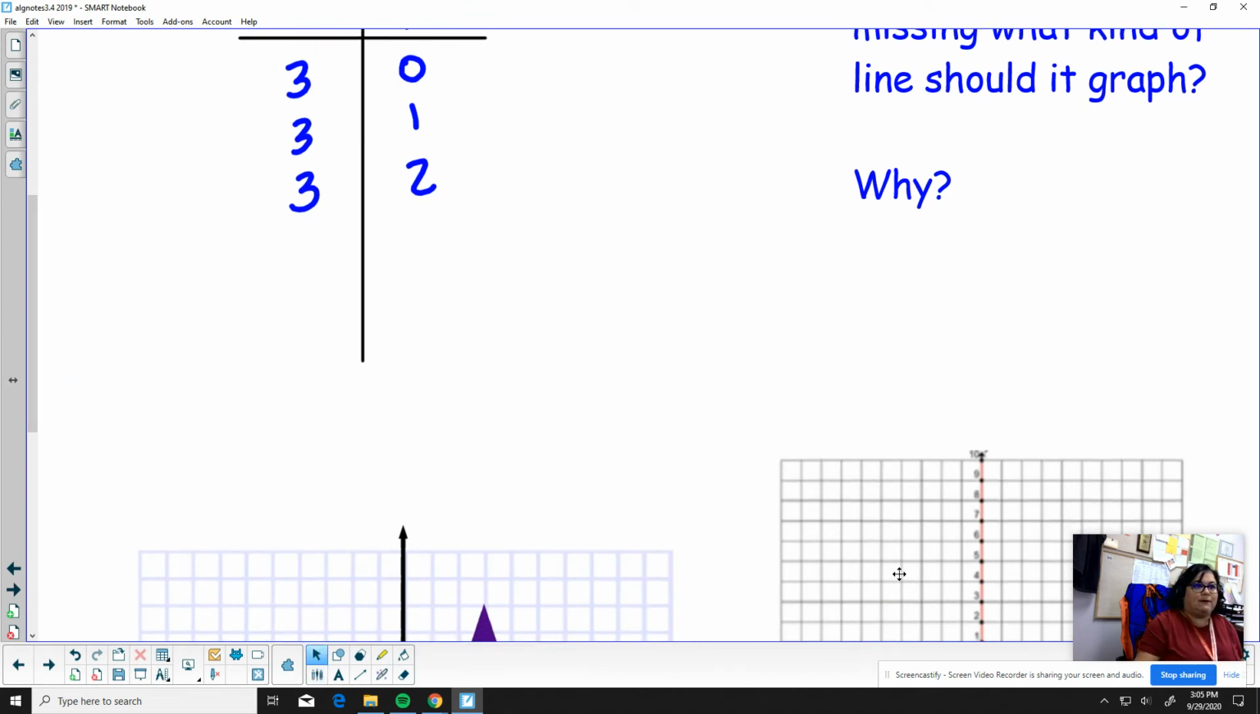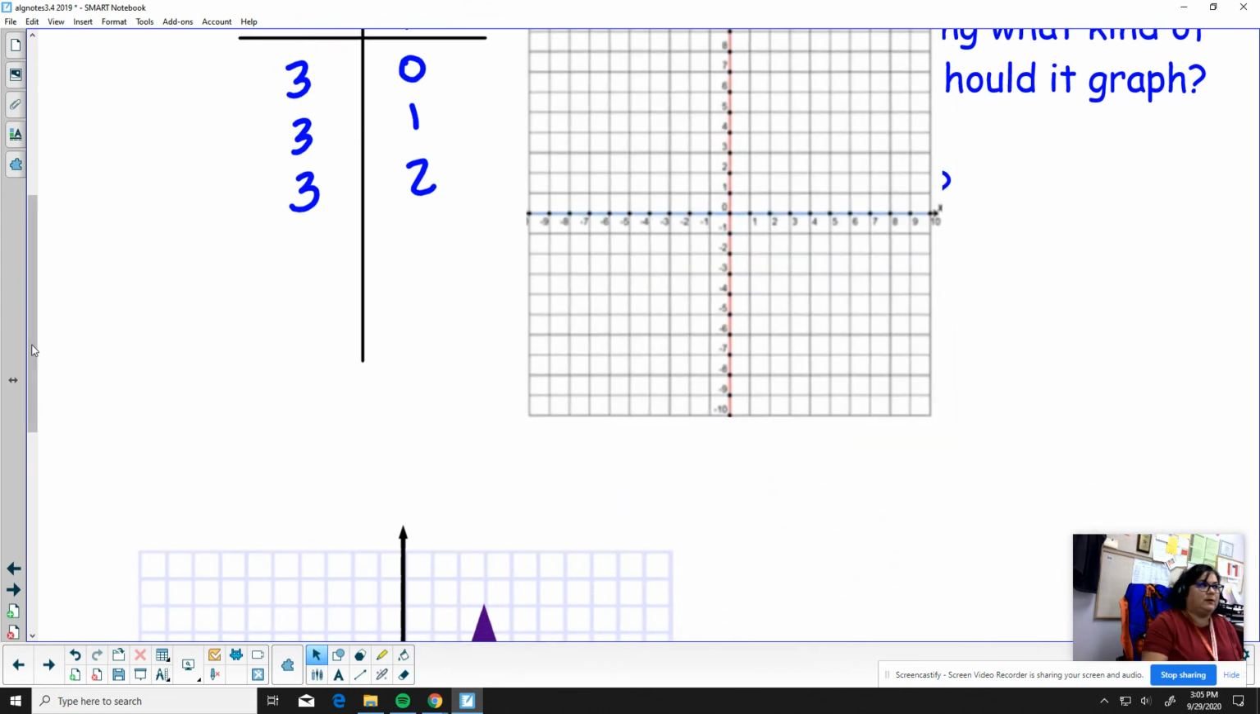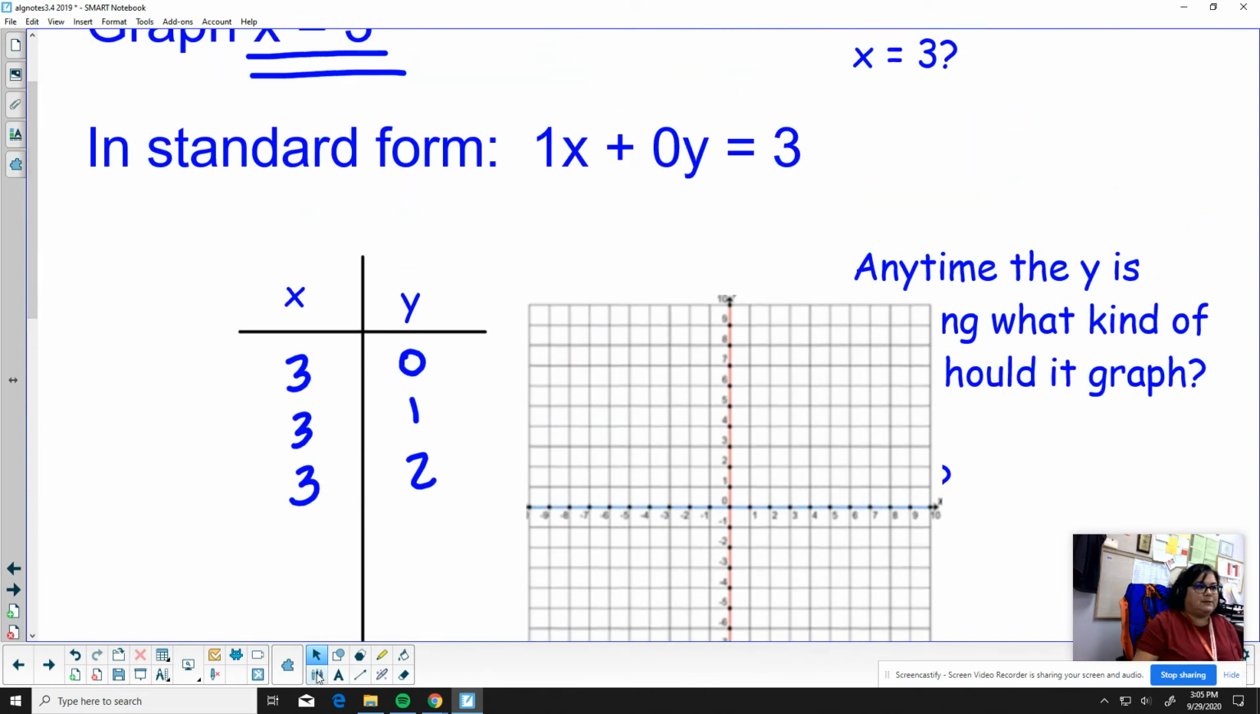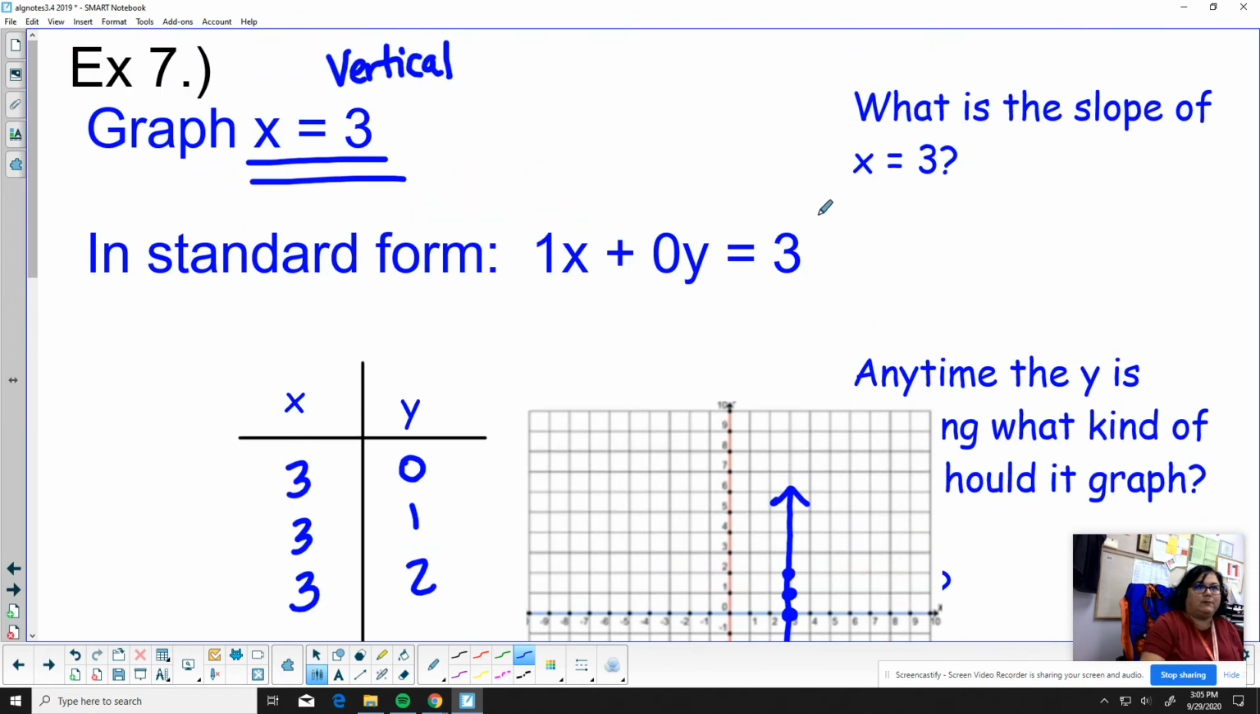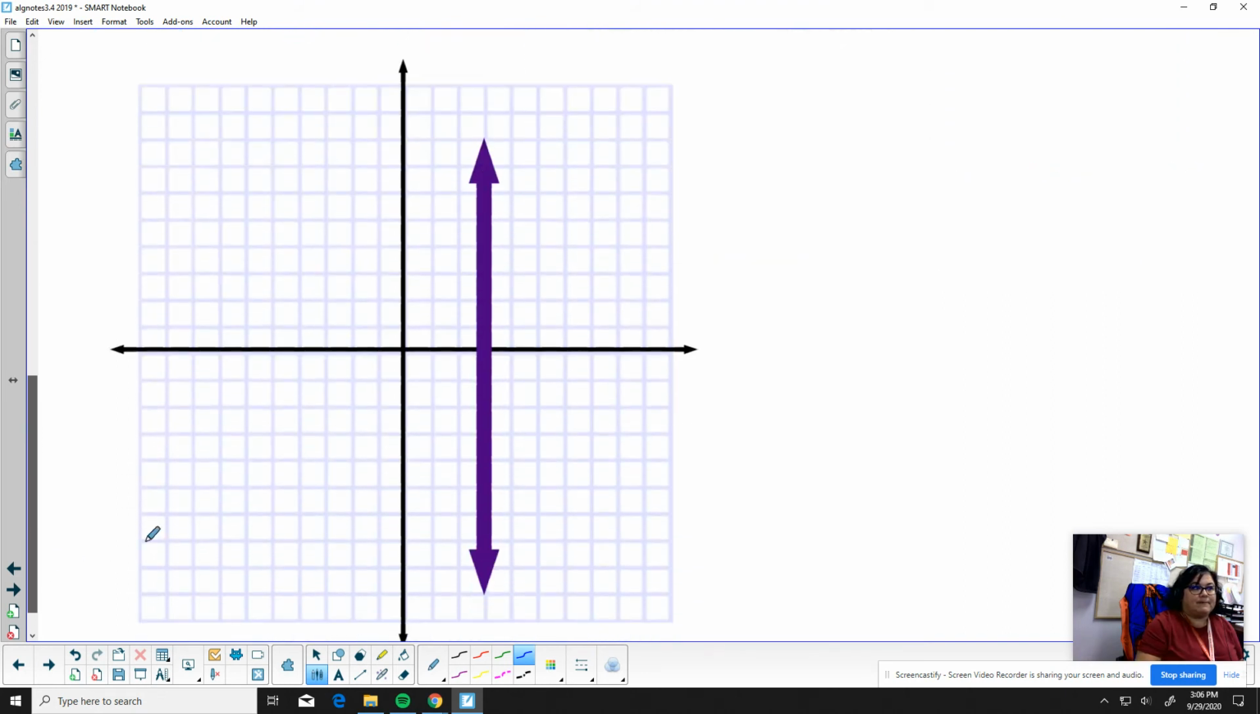So let's pull a graph up so we can graph it. So 3, 0 is right here, 3, 1, and 3, 2. So this is a vertical line at 3, where x is 3. Okay. The slope for this line is undefined. I know it asked for that up there. And anytime I have an x equals something, it's going to be a vertical line. And if I can't remember, I can set up a table to do it. Okay? And there it is right there.